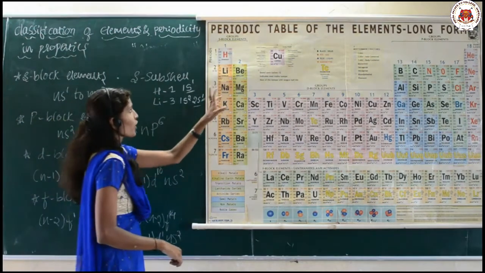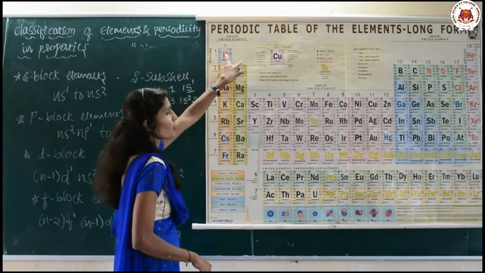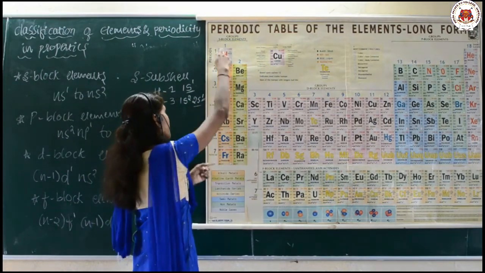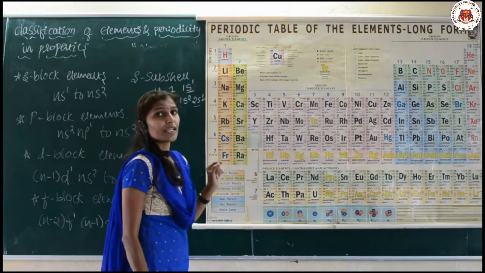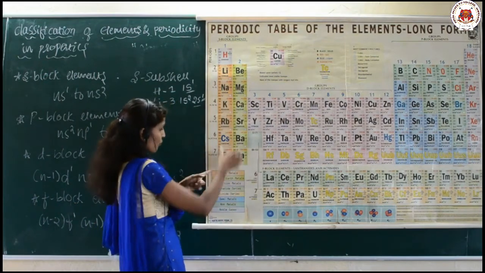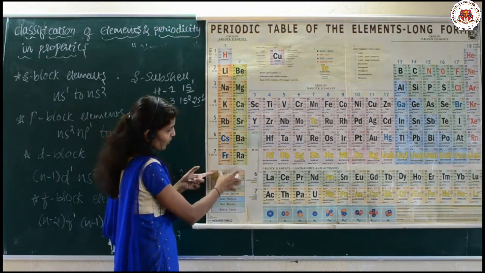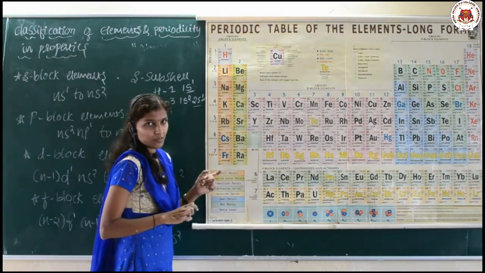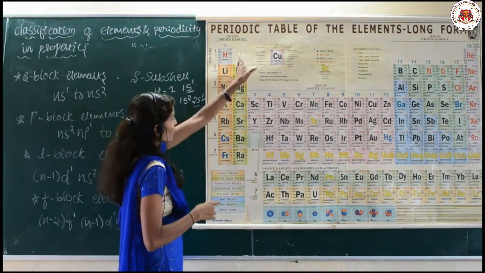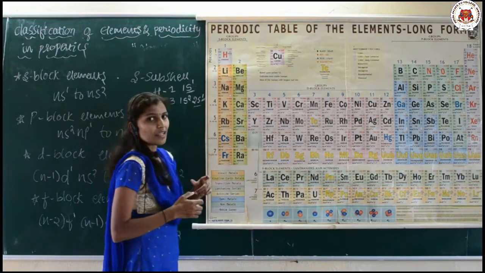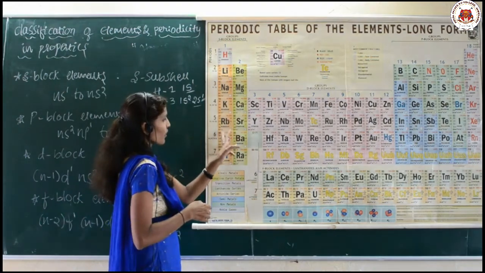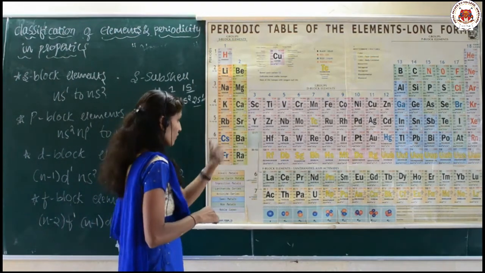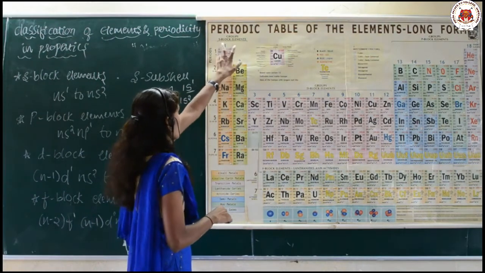In the periodic table, group 1 and group 2 elements are called S block elements, and group 1 elements are called alkali metals. See here, you can observe the color they have mentioned; these elements are the alkali metals. Here group 2 elements are called alkaline earth metals. So these are S block elements.